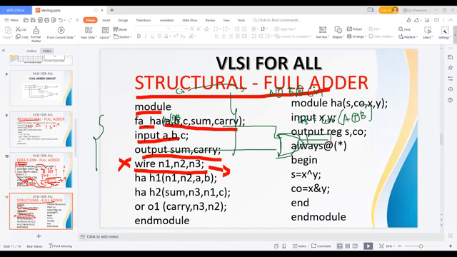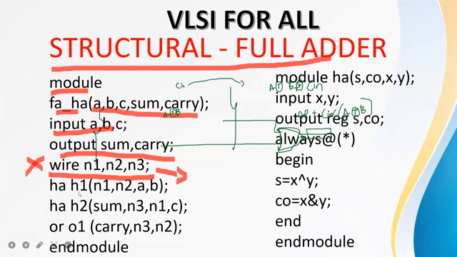So coming back to the presentation. Yeah, see here we have two half adders, right? HA is the name of the half adder.